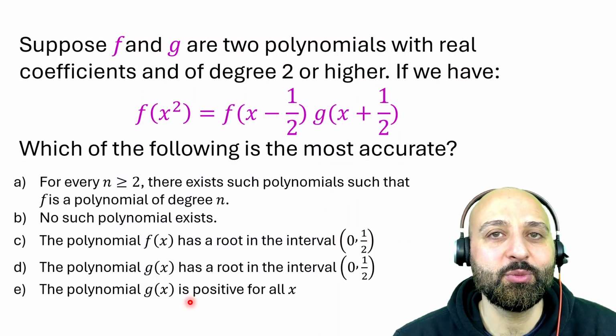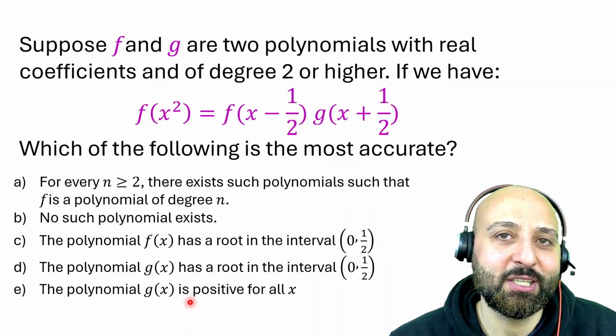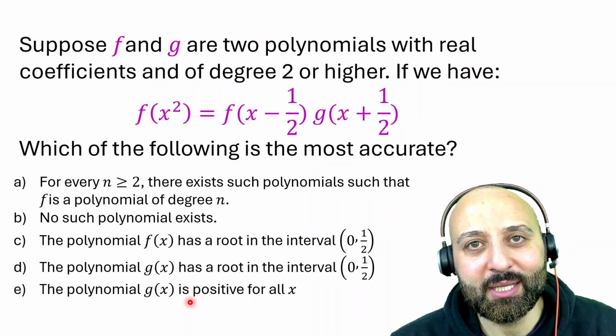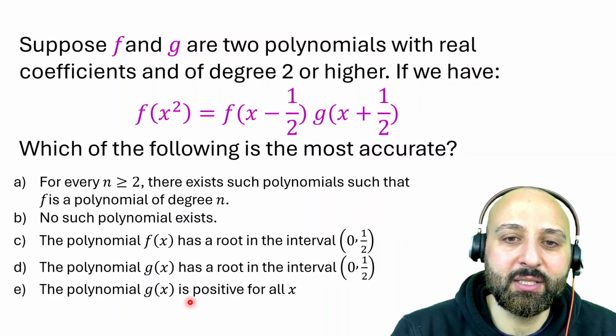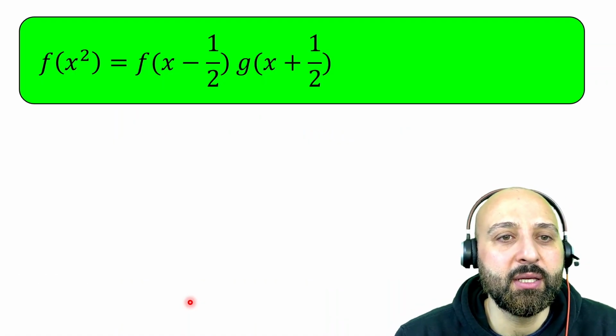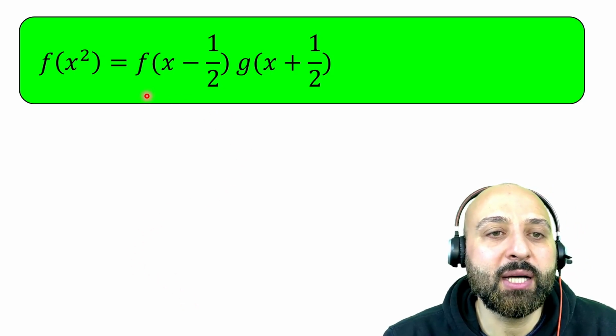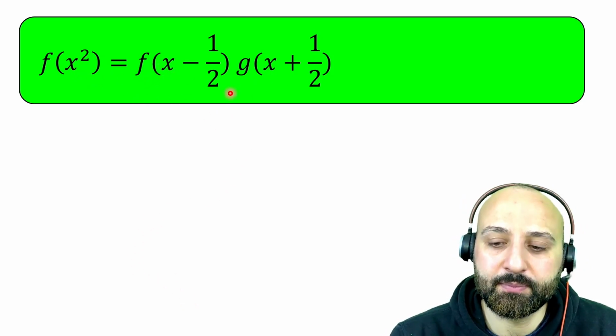I evaluate the question to be of moderate difficulty. So maybe I spend 10 minutes trying to solve the exercise, and then come back and see the solution. All right, now let us look at the solution. This is the equation that is given to us: f(x²) is equal to this.